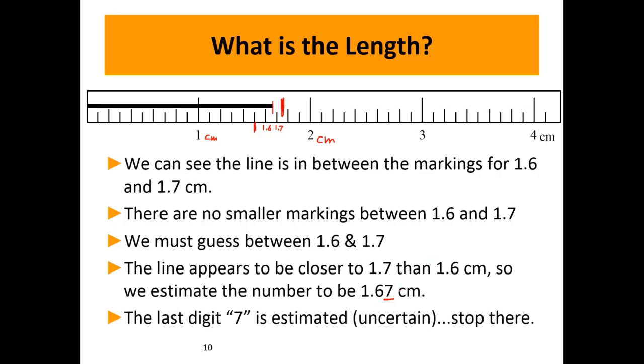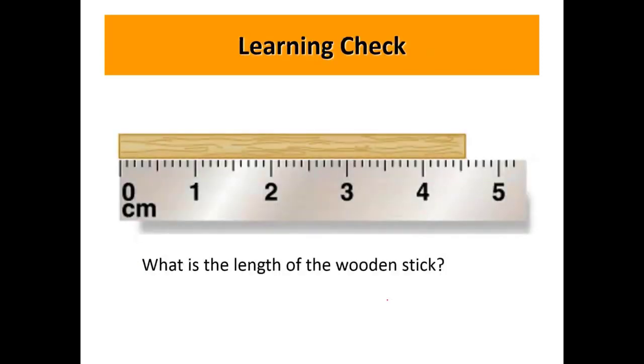And because that last digit's uncertain, we can't estimate any more. Because if I write 1.67, it could be 1.66, right? It could be a little bit less, couldn't it? Yeah. It's hard to tell.